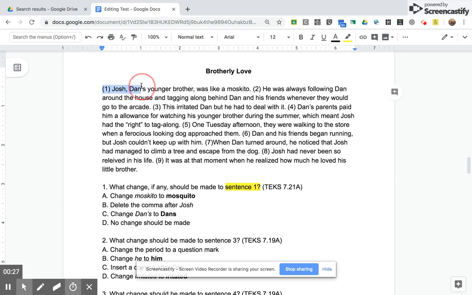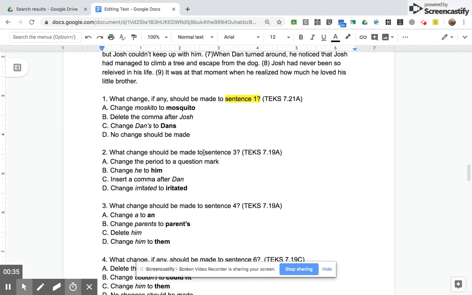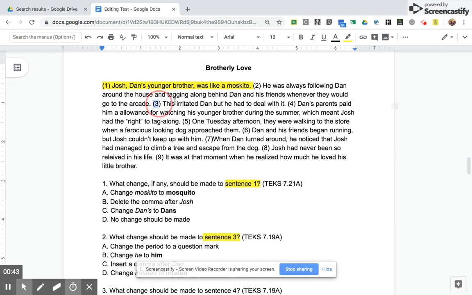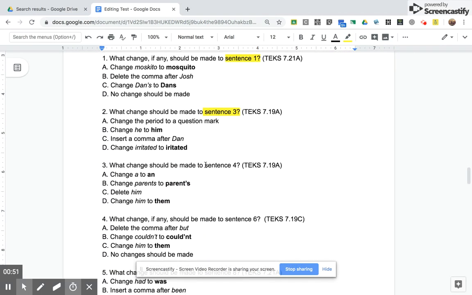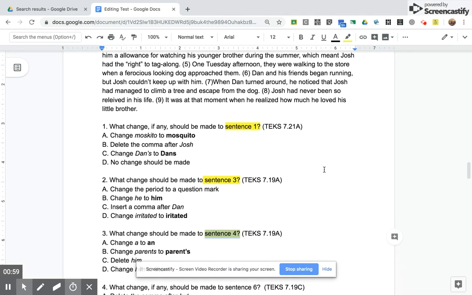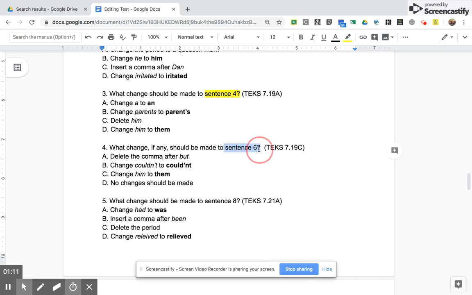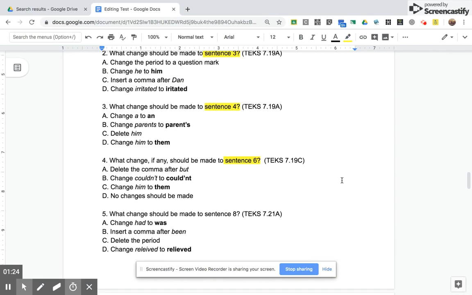And then we'll go back and highlight sentence one. Now we're going to highlight sentence three. We'll go back and highlight sentence three. Then we're going to highlight sentence four. Sentence six, and sentence eight.